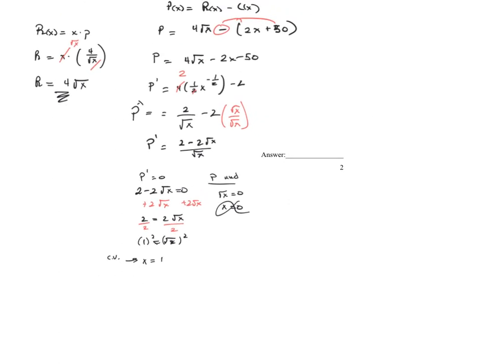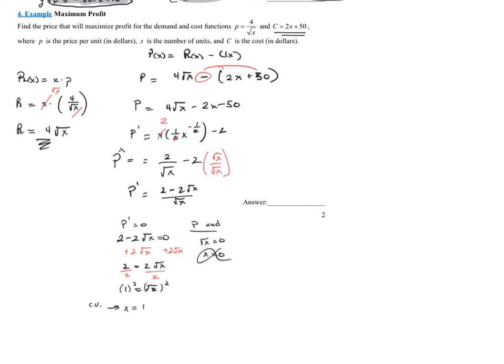How am I going to test to make sure that this is a maximum? I could go ahead and do the second derivative test. But I do want to show you which one I'm going to use. I'm going to use this version of the derivative. That's p prime equals 2x to the negative 1/2 minus 2. That's the version that I'm going to use for the second derivative test.